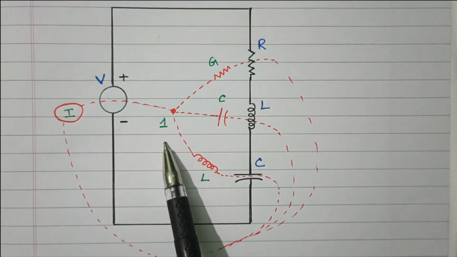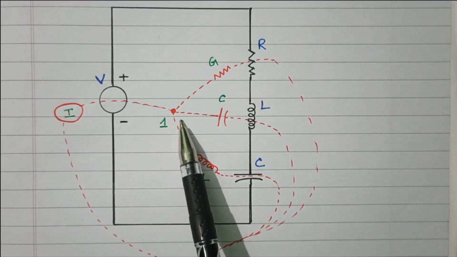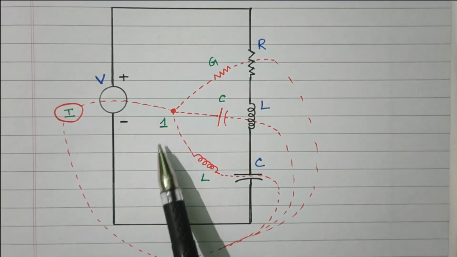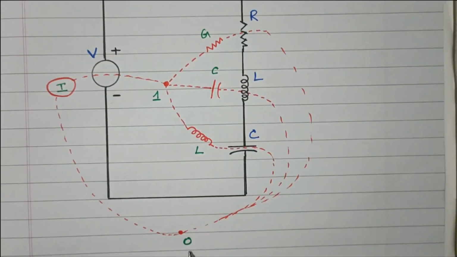The dot is placed in each and every loop. Here only one loop is available, so one dot is placed. And one more dot should be placed outside the loop, outside the network, numbered 0. This is called the reference node.